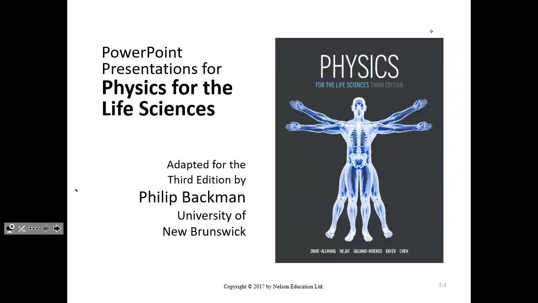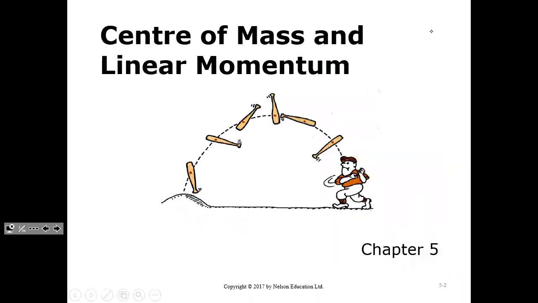Okay, good morning. So we start a new chapter, chapter 5, which is about center of mass and linear momentum.